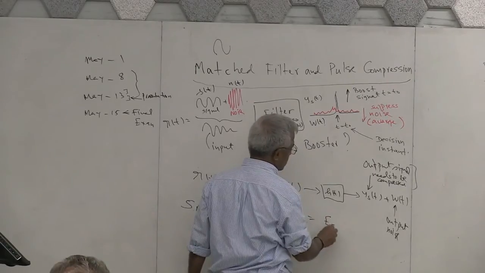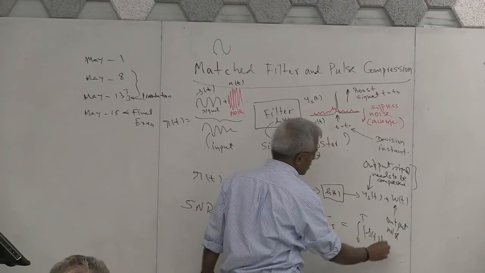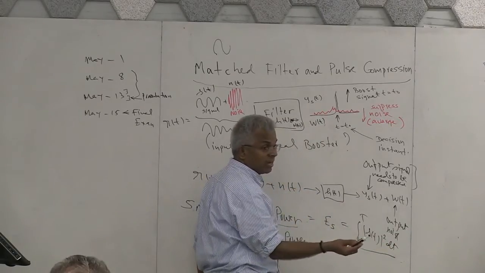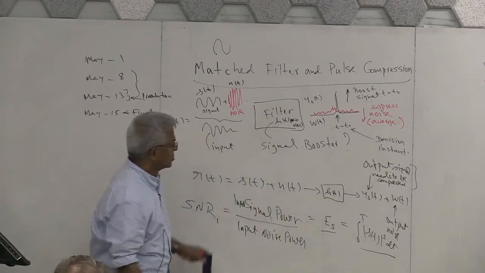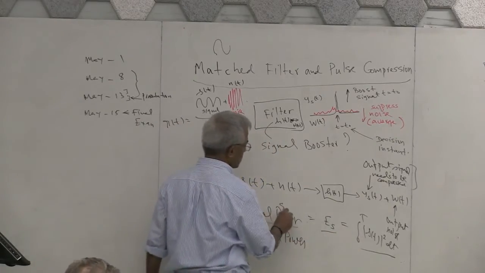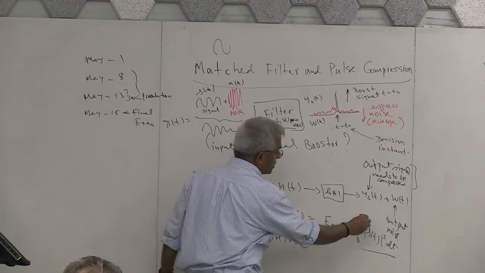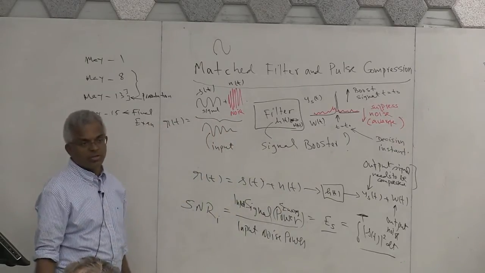Maybe the energy of the signal will be, as you said, the integral of the signal squared. That's one way. If you want to divide by T, then you will get the power. That's only a constant. So signal power or energy, whatever. If you like power, you divide it by T. If you like energy, it's not going to change anything. It's just a finite duration. How about the noise?